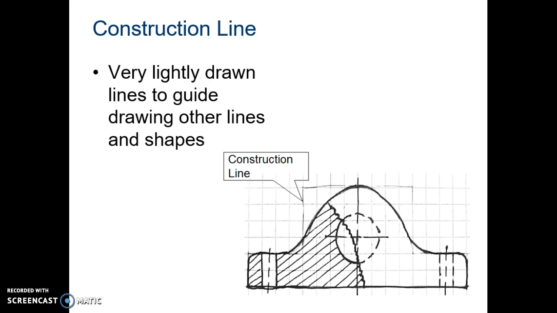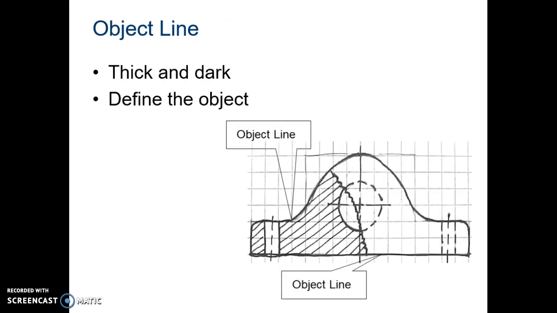The lightly drawn lines that you see on the pictorial picture are called construction lines and are used for guidance when drawing an object. The solid dark line outlining the object is called the object line. No surprise there.